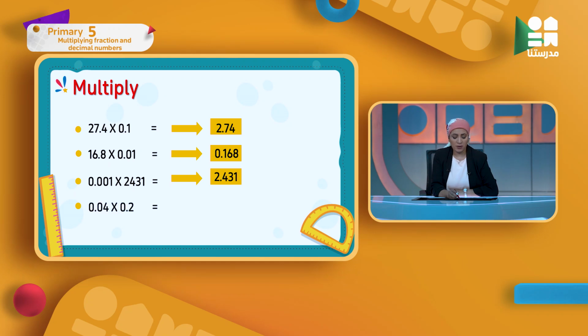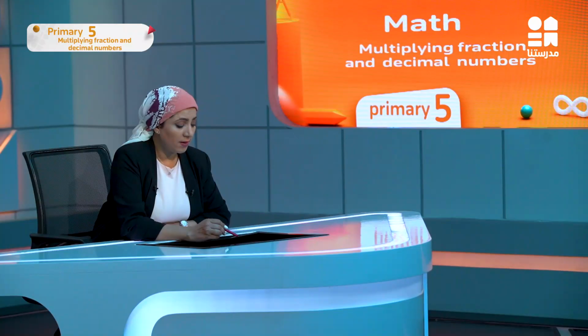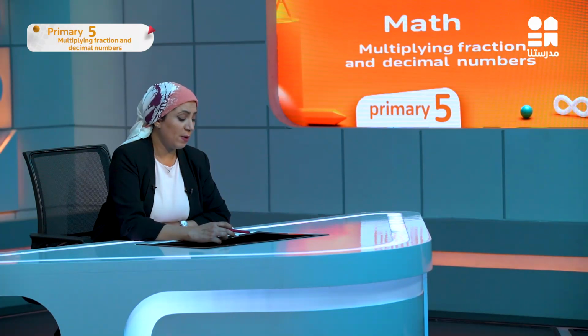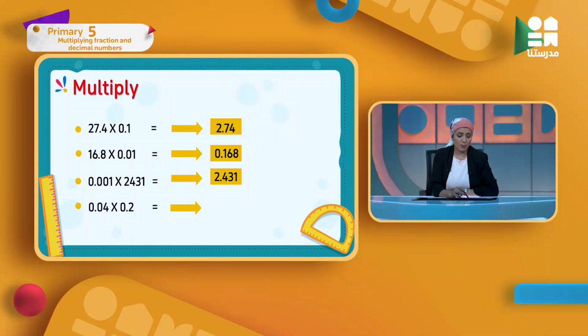Another example, 0.04 times 0.2. Again, remove the decimal point. I will have 4 times 2. 4 times 2 is 8. And how many decimal places, or numbers after the decimal point, here? I have 3 digits after the decimal point in the whole question.